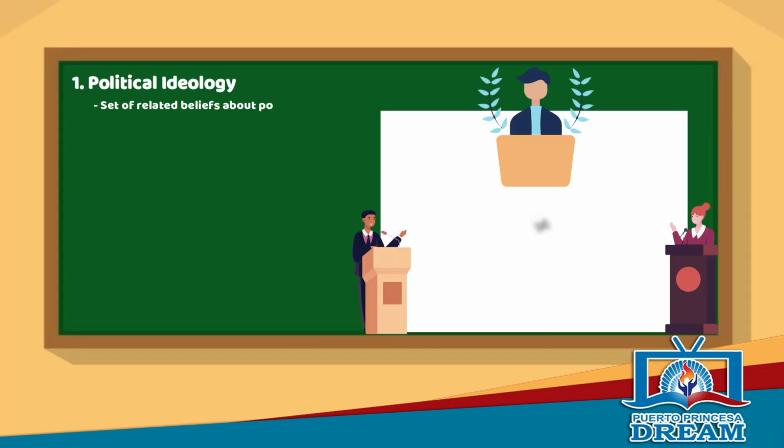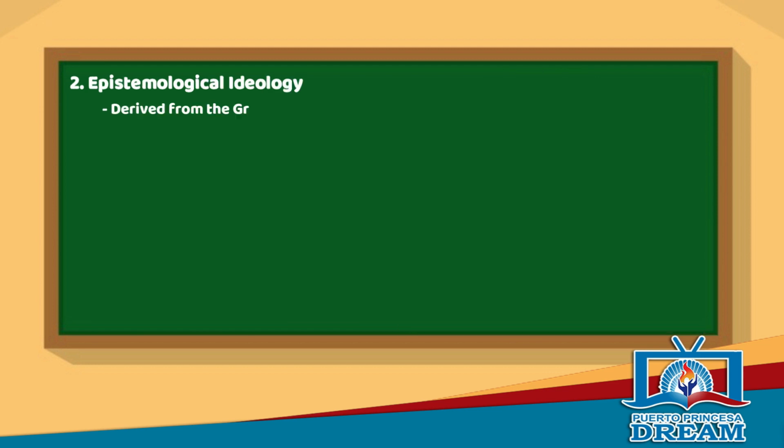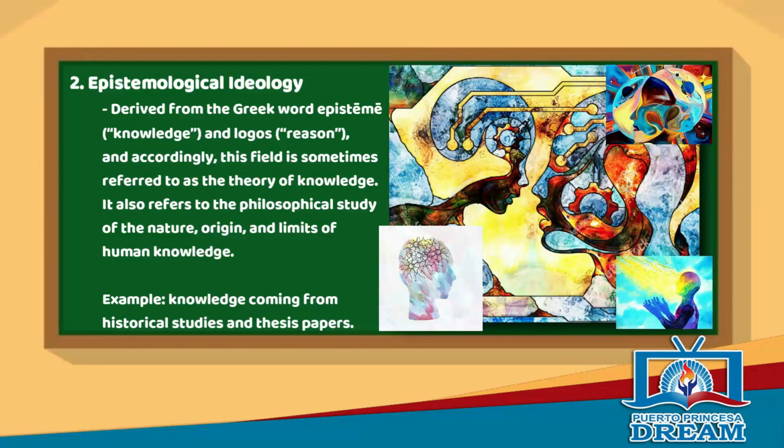These are: number 1, political ideology is a set of related beliefs about political theory and policy held by an individual, group of individuals, or a particular social class. It forms the basis of how they view the world around them and the proper role of the government in the world. A. Offer an account of the existing order, usually in the form of a worldview. B. Advance a model of the desired future, a vision of the good society. And C. Explain how political change can and should be brought about, how to get from A to B. Example: democracy and fascism.